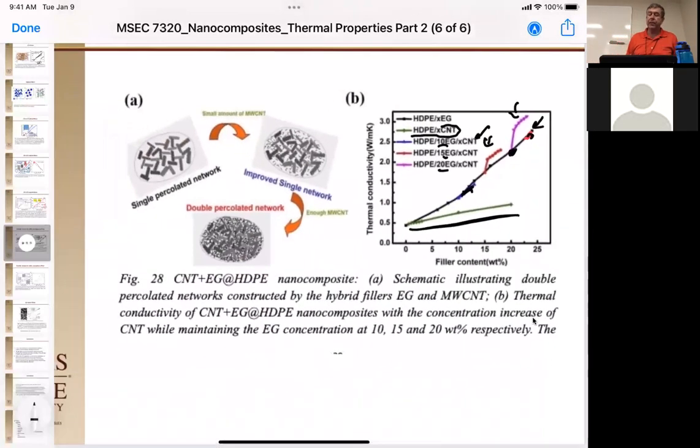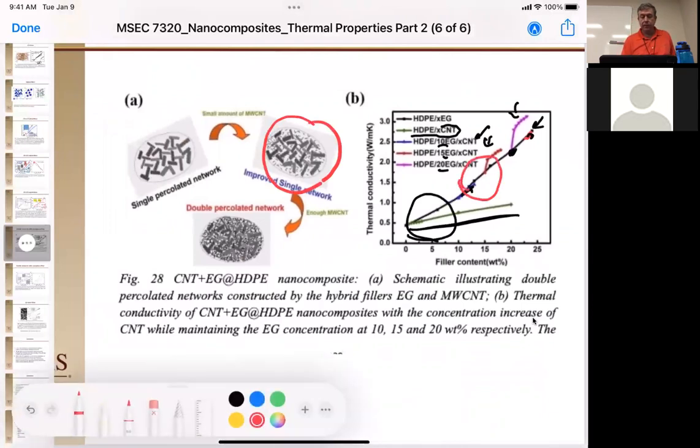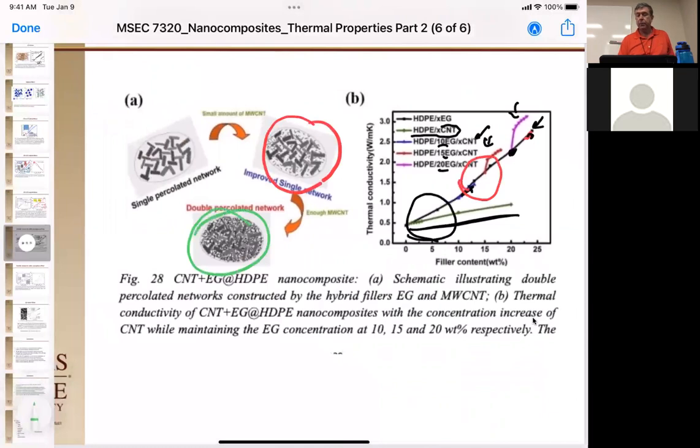Okay, and they attributed this to that when you have the single network, you have this zone here. When you have the second network here, you're in this zone here. And when you have the third, double percolation, that's when you're in this zone here. You're getting into the different zones of thermal conductivity.